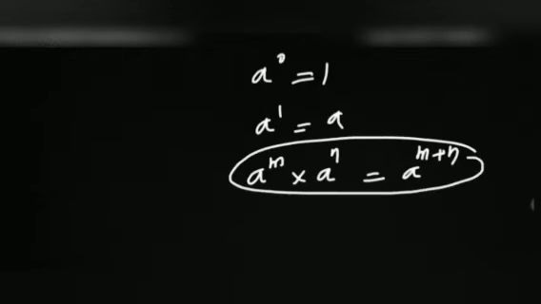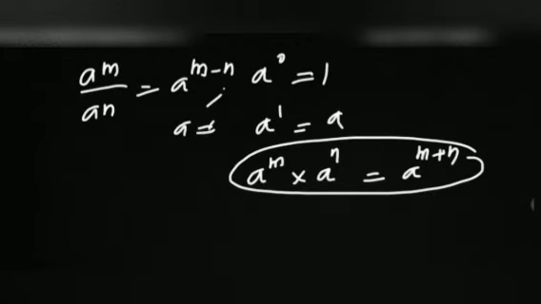Third law: if m and n are any whole numbers and a is an integer, a raised to m into a raised to n is equal to a raised to m plus n. This is known as the product law of exponents. Then comes the quotient law of exponents: a raised to m by a raised to n is equal to a raised to m minus n, provided a is not equal to 0.